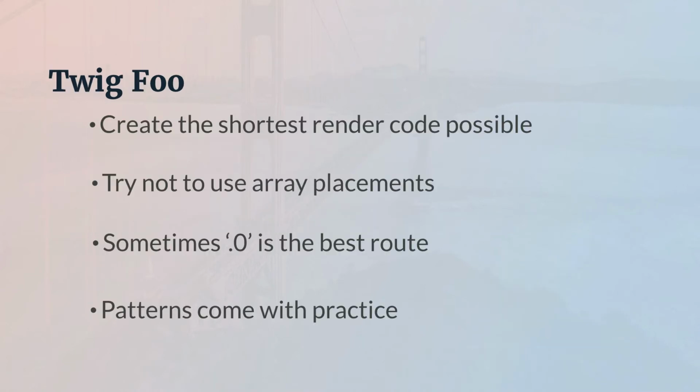As I wrap up my talk, I thought you might appreciate some extra words of wisdom. I recommend creating the shortest rendered code possible. If it's getting long, chances are there's a better and shorter way to get what you need. Try not to use array placements like 0, 1, 2, etc. Those items can be more susceptible to change, and I learned that the hard way. Sometimes .0 is the best route, like in the background image example. And everything, of course, gets easier with practice. The more you do it, the more you'll come up with tricks, and the more it'll become second nature.